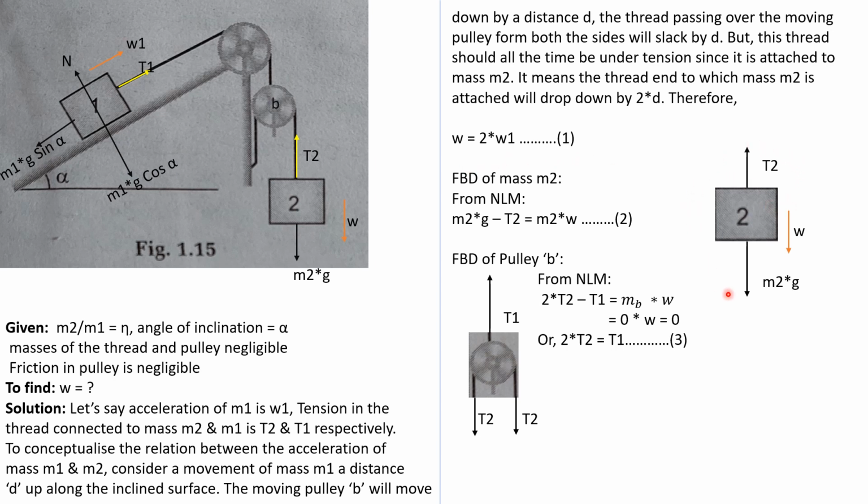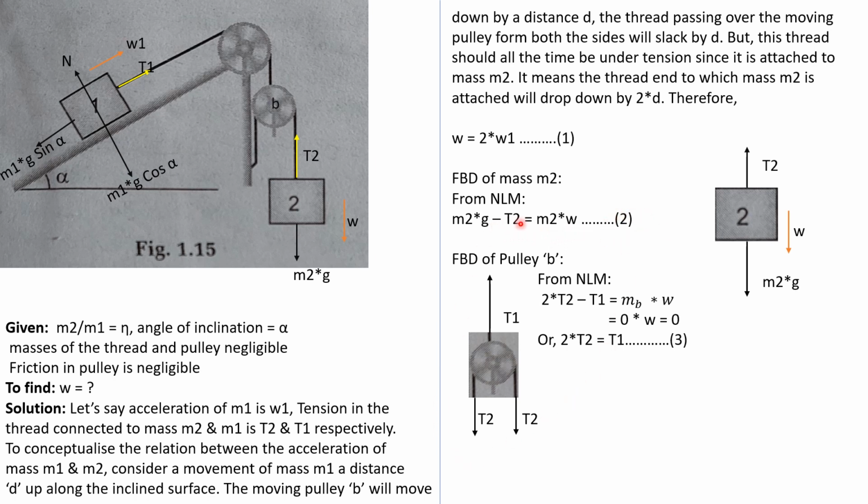Now we make the free body diagram of body 2. In body 2, which forces are acting we have shown here. M2G is the weight. T2 is the tension force exerted by the thread on mass 2 in the upward direction, and W is the acceleration in the downward direction. So we can write the equation from Newton's law of motion: M2G minus T2 is equal to M2 into W. So this is equation 2.